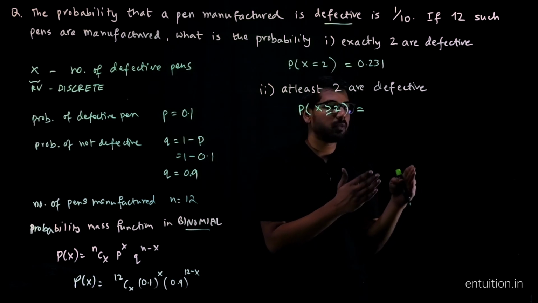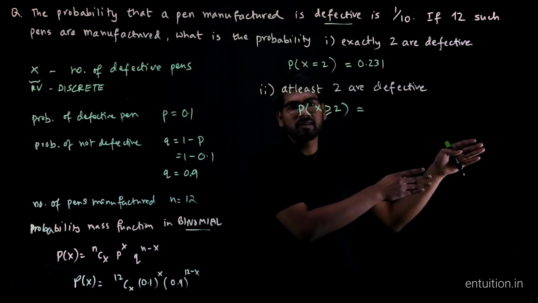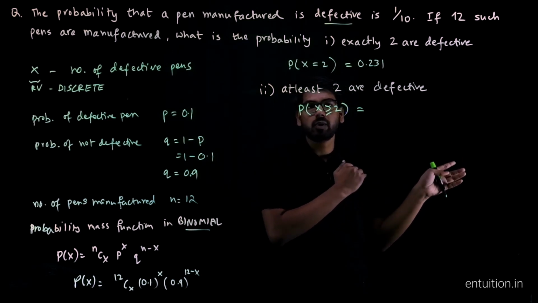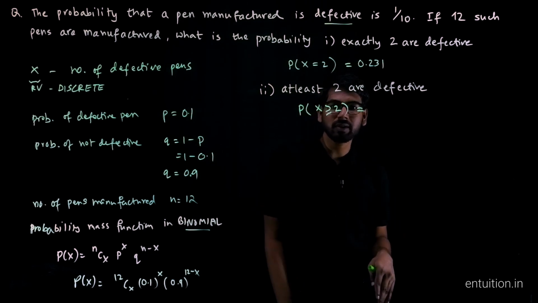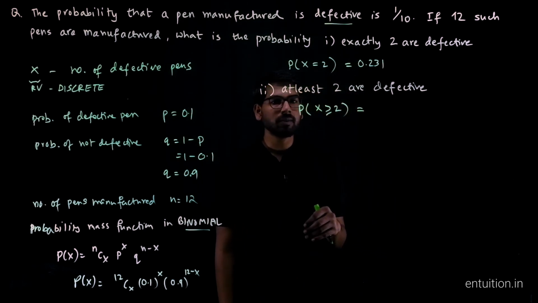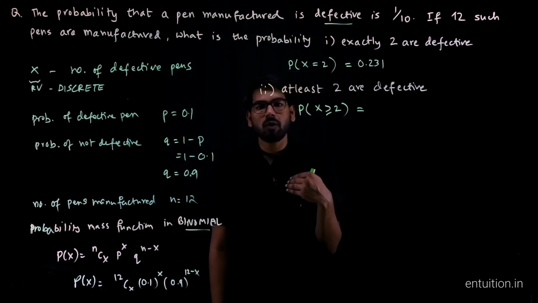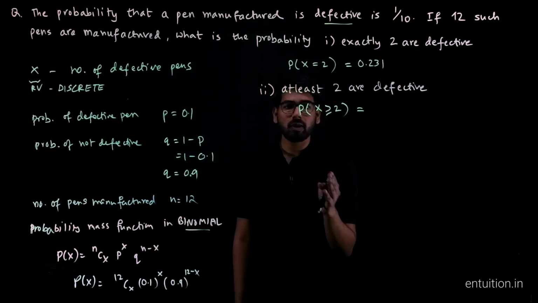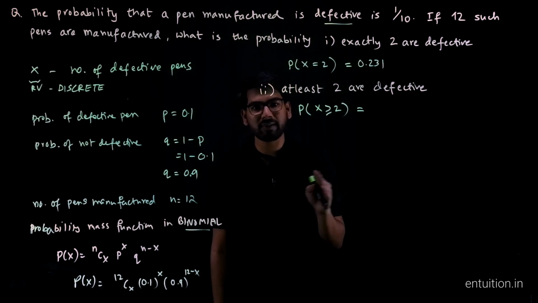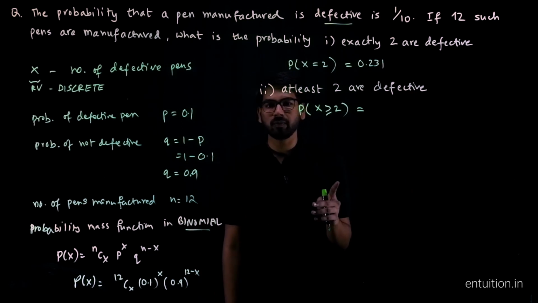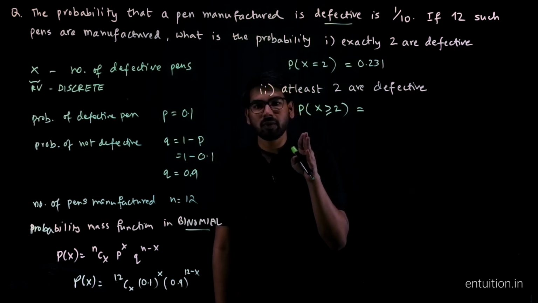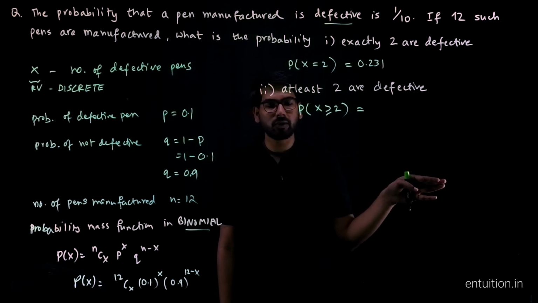So the probability of x greater than or equal to 2 is probability of x equal to 2 plus probability of x equal to 3 plus 4 plus 5 plus 6 plus 7 plus 8 plus 9 plus 10 plus 11 plus 12. You cannot find each of them here; it will be very long. But what I can do is, I know the sum of all the probabilities is 1, right? So if you add probability of x equal to 0 to probability of x equal to 12, you will get 1. This is probability of x equal to 2 to probability of x equal to 12.